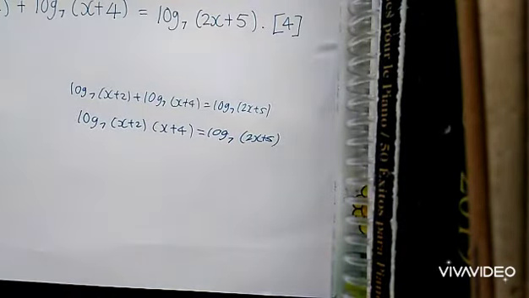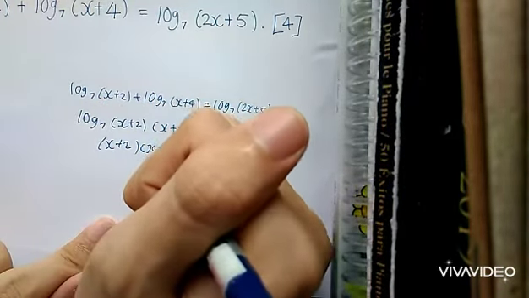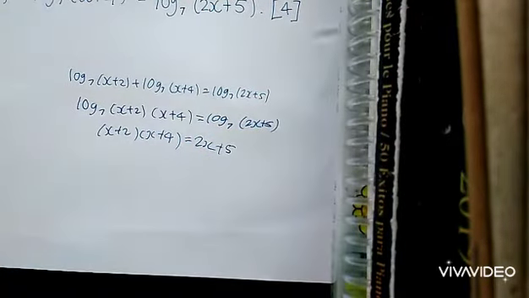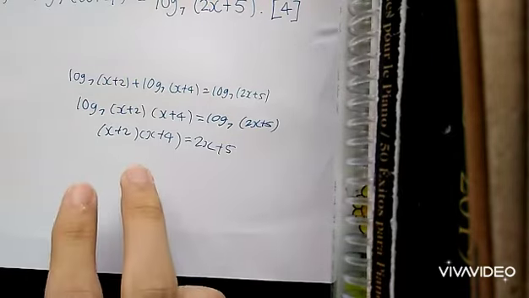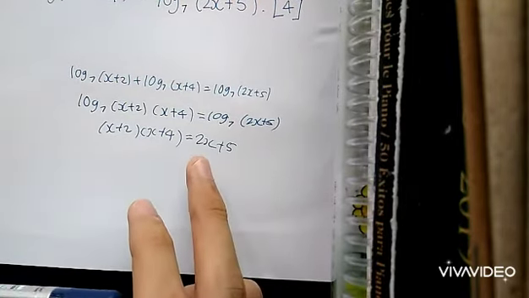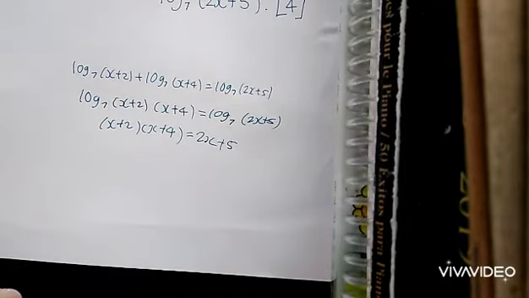Okay, now we've got this, we can effectively remove the logs on both sides. So it'll be (x plus 2)(x plus 4) equals 2x plus 5. Now, in this form, it is not equal to 0, so you can't get the answer straight away. So you have to expand this out and transfer this over to get a quadratic equation, then you solve.